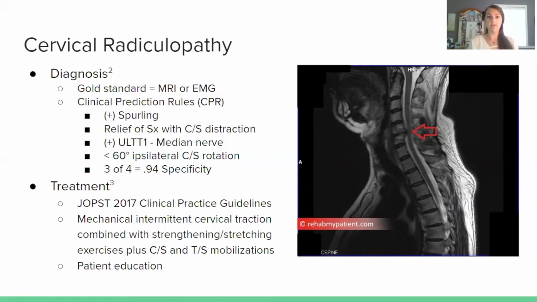If they have 3 of 4 of these, then the specificity is 0.94. And just a reminder, specificity means SpPin, rule it in. So with a high specificity, we're likely to rule in this pathology for our patient.